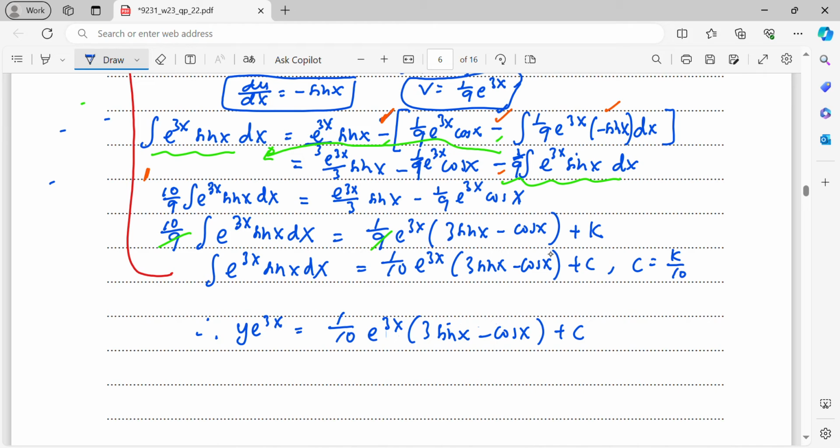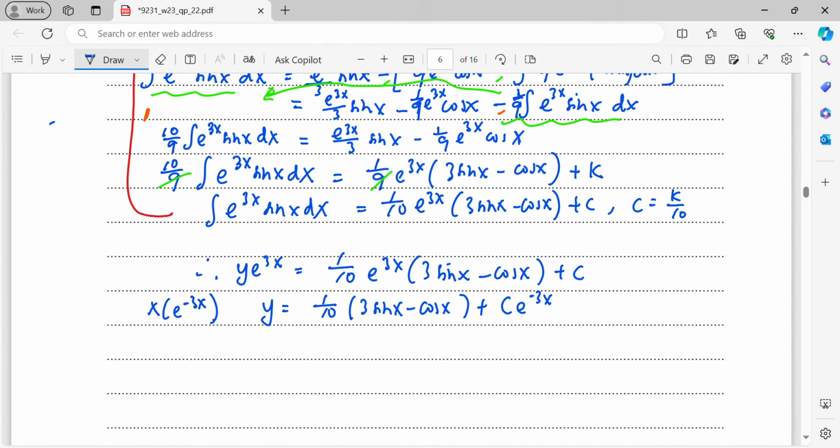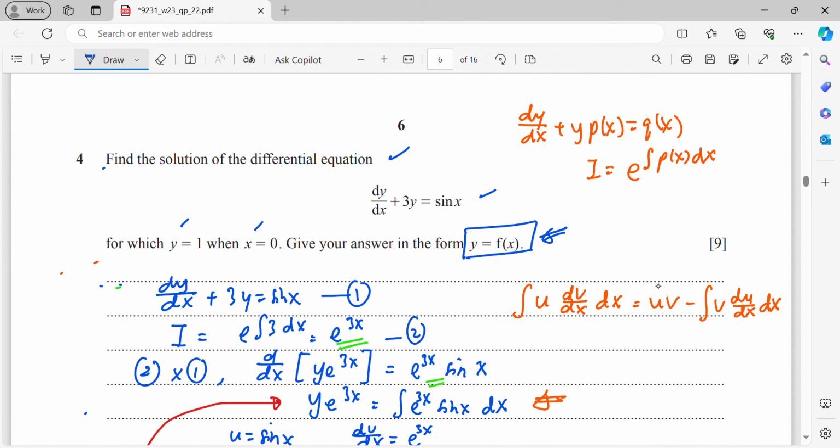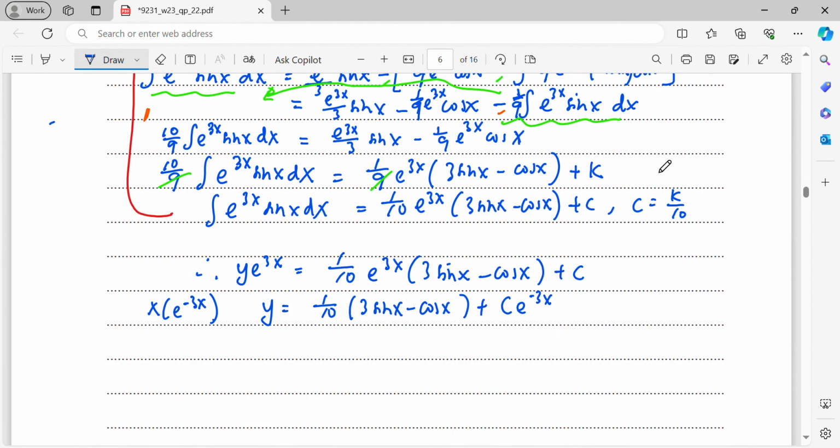Okay, and then now to get the y, I multiply by e negative 3x. So y equals 1 over 10. e3x times e negative 3x is basically 1. Therefore, (3 sine x minus cos x) plus c e negative 3x. Okay, then from here, right? Don't forget you are given the x and y values. So you can just leave it in this form first, or you can find the c from the previous step, up to you.